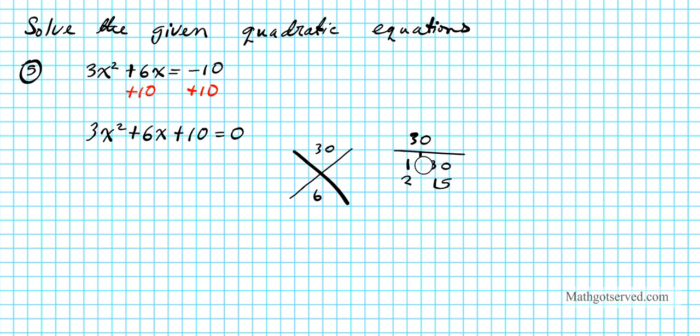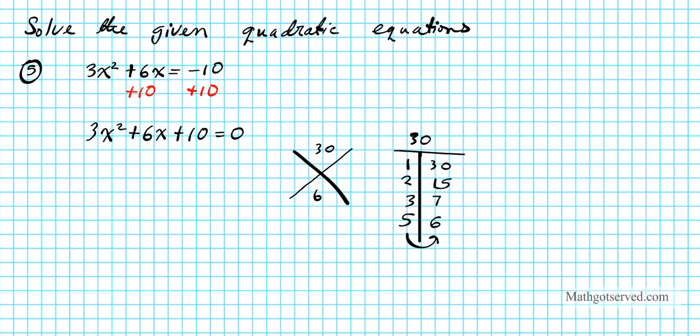Let me draw this line properly. And then let's try another combination. How about we try 3 and 10? 3 and 10 gives us 13 or 7. That doesn't work. Last one is 5 and 6. 5 and 6 doesn't work either because this gives 11 or 1. So this is a prime quadratic. It cannot be factored. So we have to use the quadratic formula.